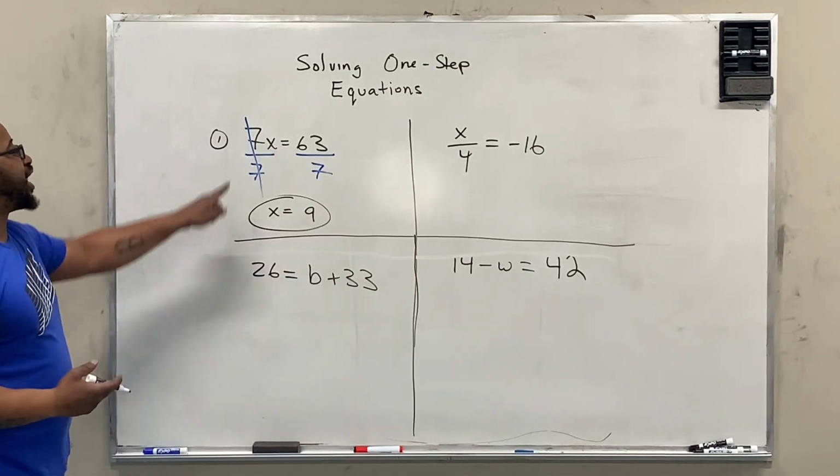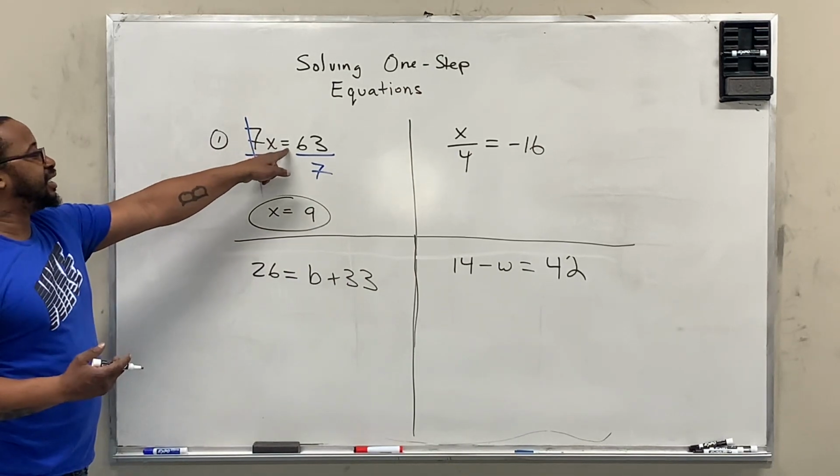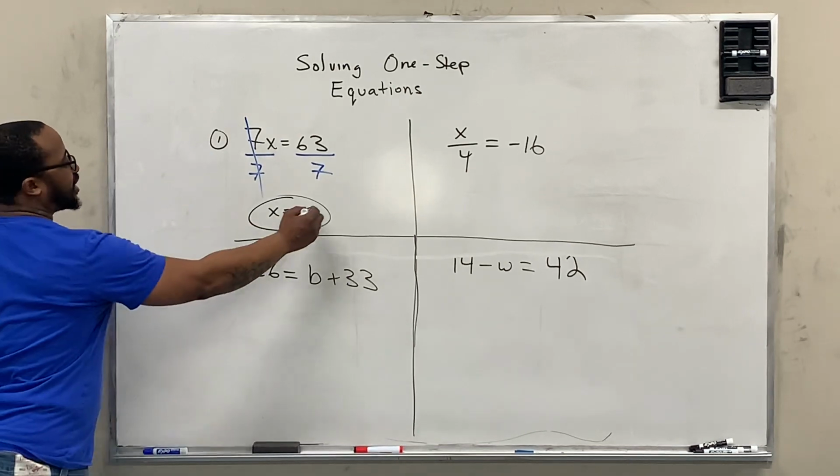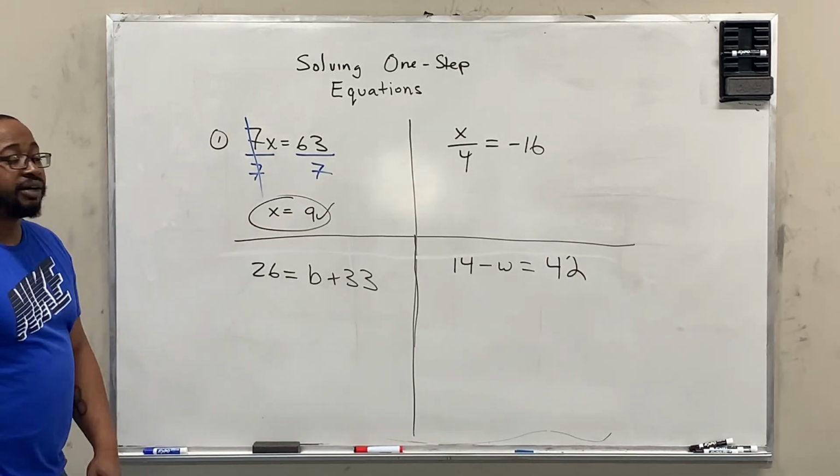And I can always check it. 7 times 9 does give me 63, so that means this answer is correct, okay?